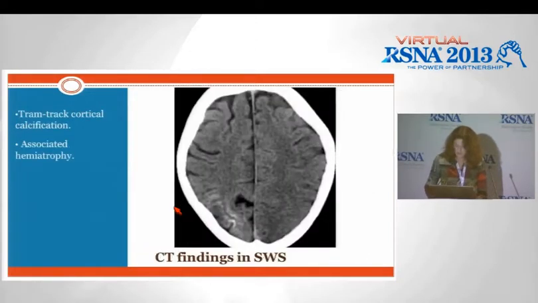This is the same patient demonstrating CT findings of Sturge-Weber syndrome, including cortical calcification, or the tram track sign, here posteriorly. This is underlying the leptomeningeal vascular malformation, and there's associated hemiatrophy of this cerebral hemisphere.